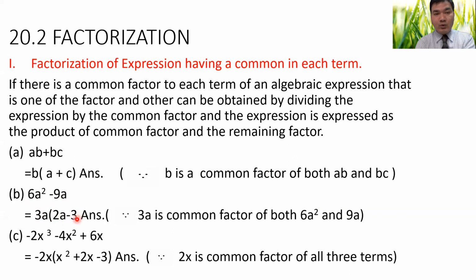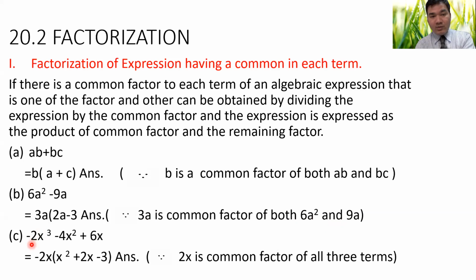This should be in a bracket. 2a minus 3 should be kept in one bracket, okay? This one, and this will be 2a minus 3. This 3a is common, and 2a minus 3 is the other remaining one, separate. Right here, 3a is a common factor of both a square and 9. That's why 3a is taken common.